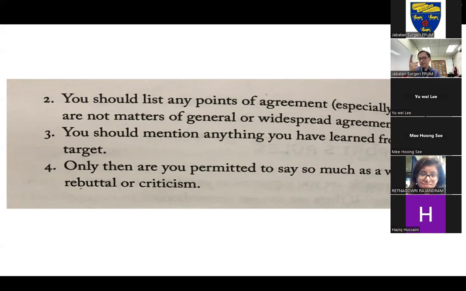Quickly summarize, quickly catch one point that you agree with or find good from the person who queries you. Then you should also mention, if there is any opportunity, anything you have learned from your target. Only then do you explain yourself. Only then are you permitted to say so much as a word of rebuttal or criticism. That is the ultimate art of turning criticism against you to your advantage. I think you can practice doing that. So you must be very observant.